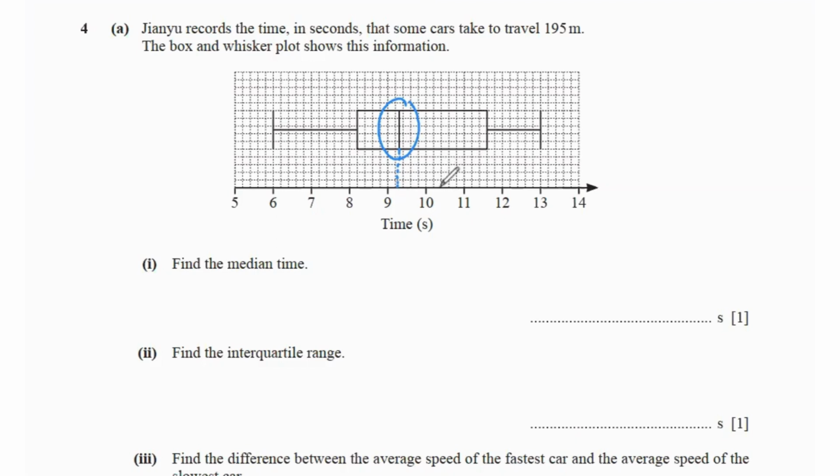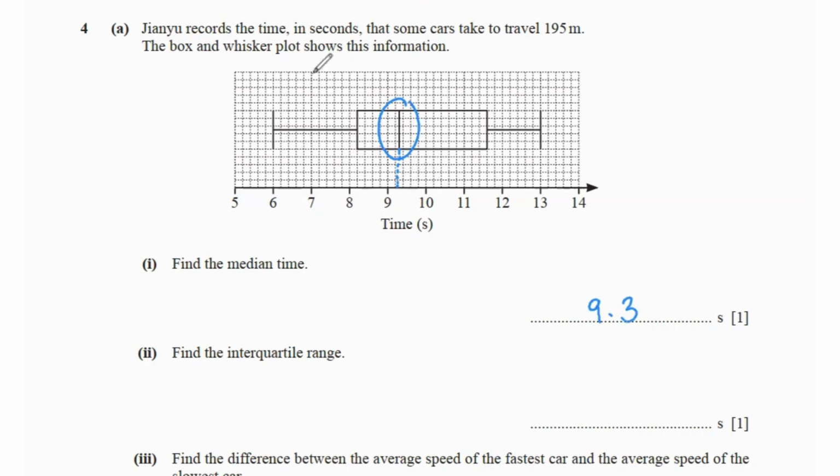Between 9 and 8, there are 1, 2, 3, 4, 5 divisions. So that's 1 divided by 5, which is 0.2. So that's 9.3. That is your median value, because it's right in the middle of 9.2 and 9.4.